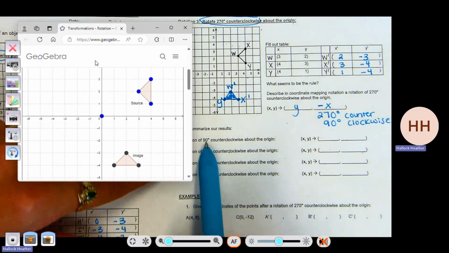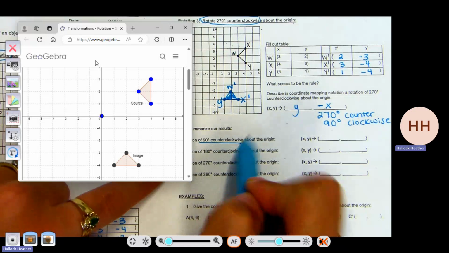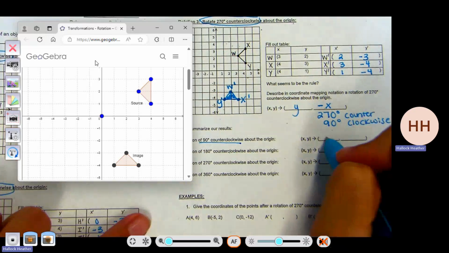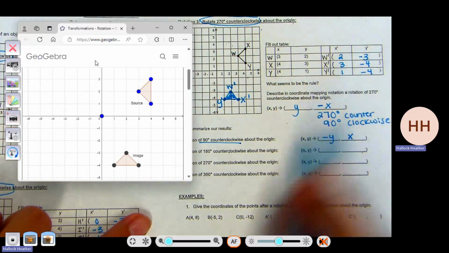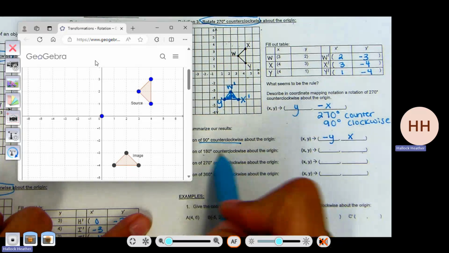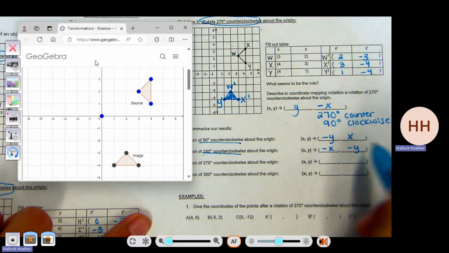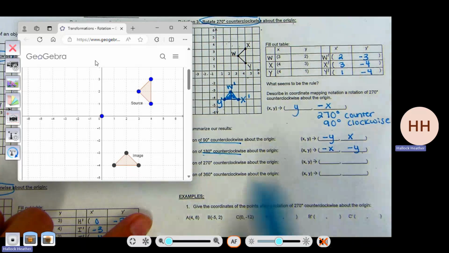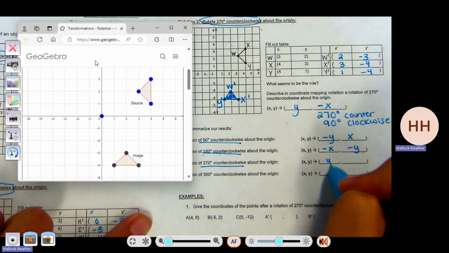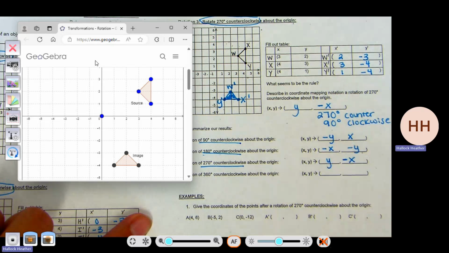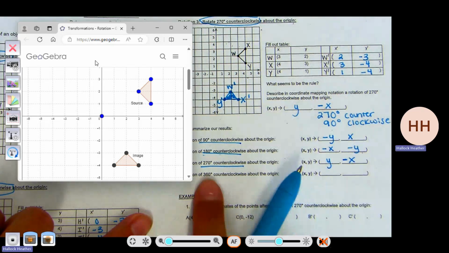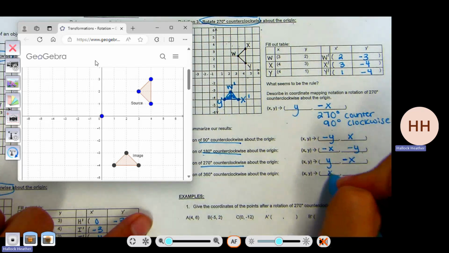So what we're going to do is write the rules. For 90 degrees counterclockwise, we said from before, that was the first one we did, the rule was -Y, X. For 180 degrees, it just makes X and Y negative. You don't have to flip it. For 270 degrees counterclockwise, you have to flip it, and you have to make the X negative in the back. What would happen if it's 360? It's the same. So it stays as X and Y.